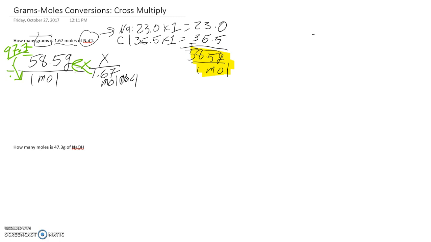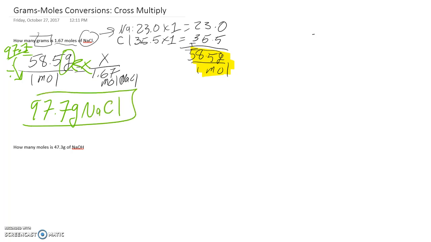And then I'm going to take this divided by 1, which is still 97.7. But I have moles divided by moles, so that goes away, and I'm left with grams. So I'm left with 97.7 grams of NaCl. And I know that this is right because it says I have 1.67 moles of sodium chloride. Over here this says that 1 mole is 58.5. So whatever my answer is, it should be bigger than 58.5, and that's what I got. So I must have done it correctly.